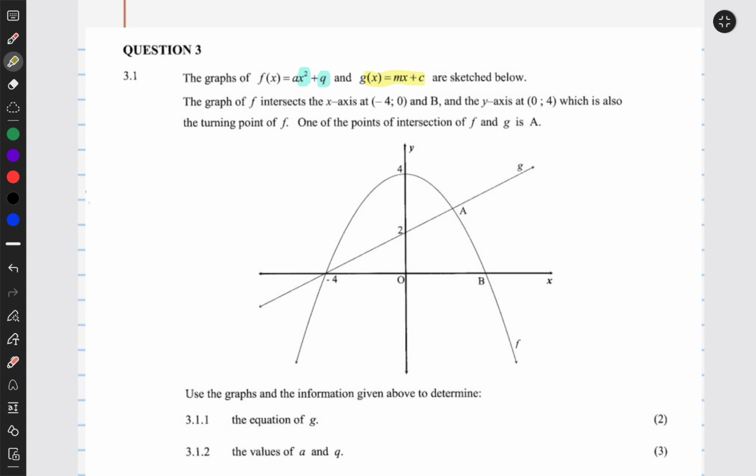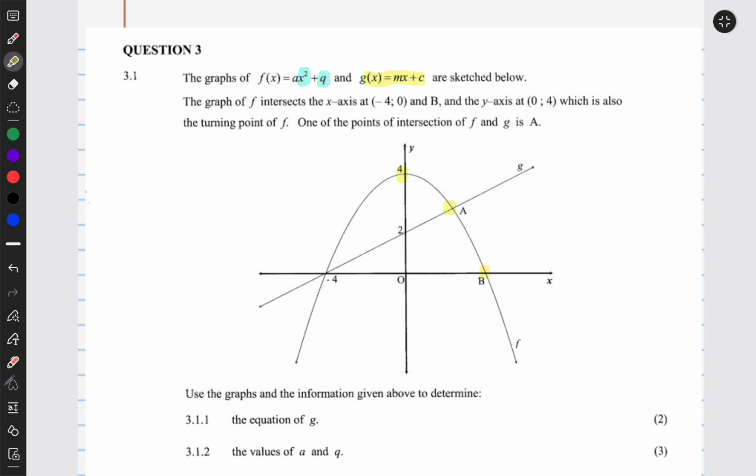The graph of f intersects the x-axis at -4 and 0, and the coordinates of B we are not given, and the y-axis at 0 and 4, which is also the turning point of f. What is the turning point in our equation? That is the value of q. So the y-coordinate of the turning point is the value of q, as I was saying at the beginning of this video. One of the points of intersection of f and g is A. So these graphs also intersect there at A.